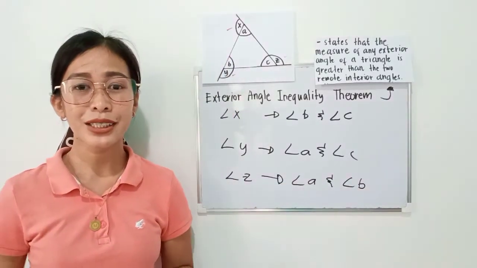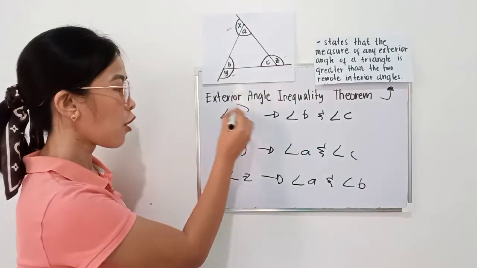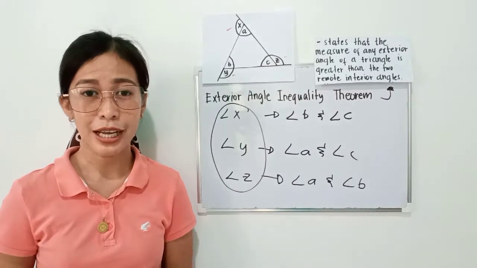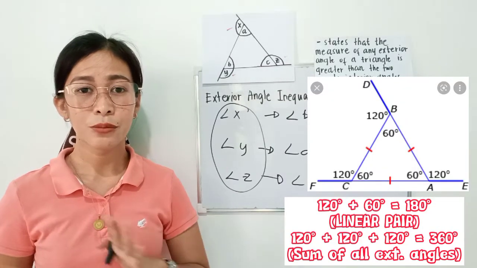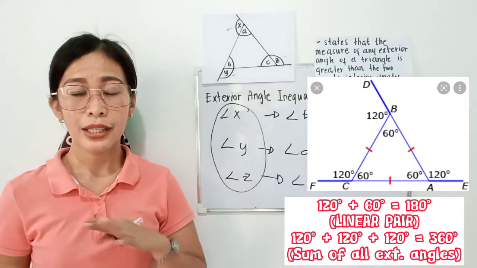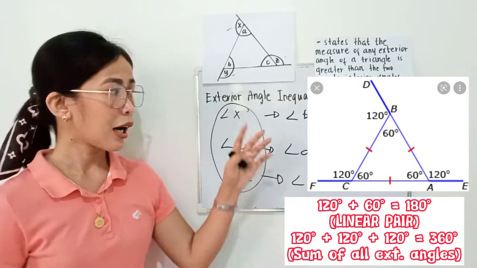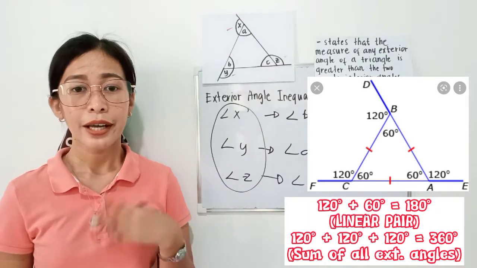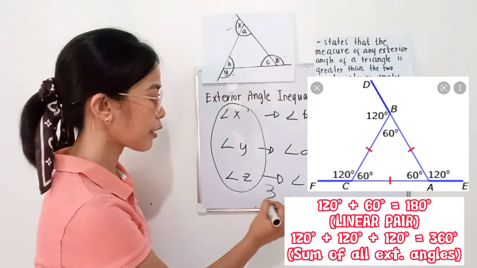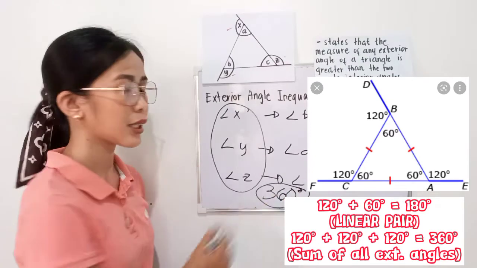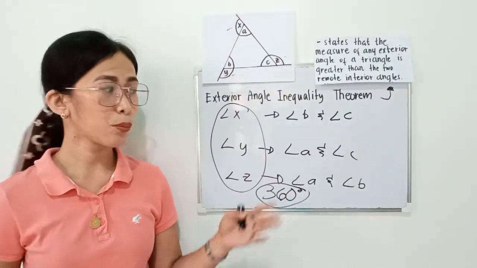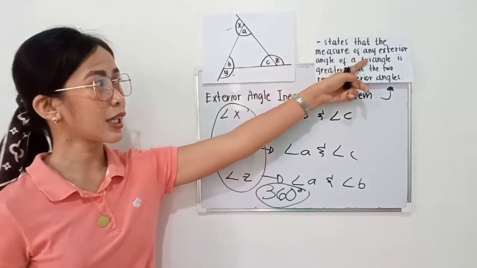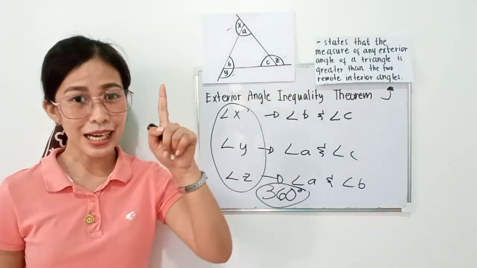Okay. So, palagi nyo ding tatandaan that the measurement of all the exterior angles of a triangle or any polygon like quadrilaterals, yung mga hexagon, pentagon, and lahat ng classifications ng polygons, ang measurement ng lahat ng kanilang exterior, okay, hindi interior, exterior angles is always equal to 360 degrees. Alright? Ganun lang kasimple ang pag-identify ng remote interior angles ng ating exterior angle ng isang triangle.